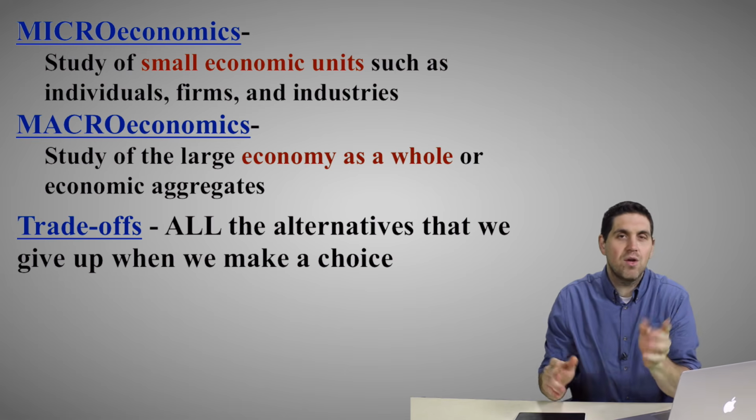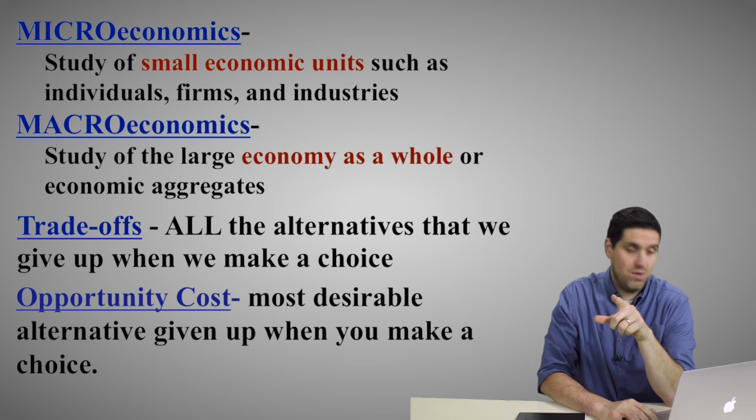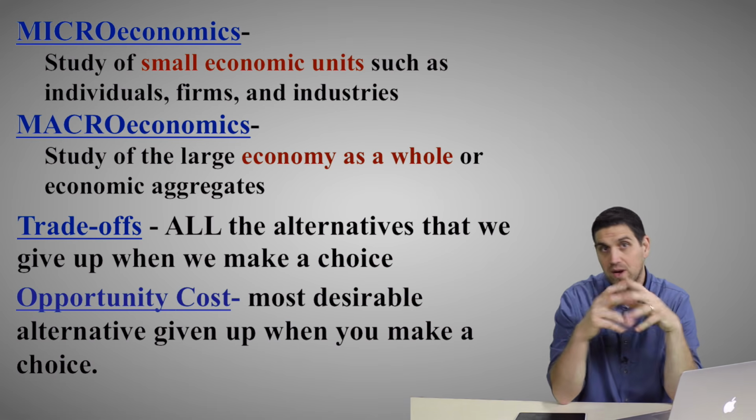But you can't do them all, right? You can only actually have done one. The one best thing, the thing you gave up, is called your opportunity cost. It's the most desirable alternative when a choice is made.